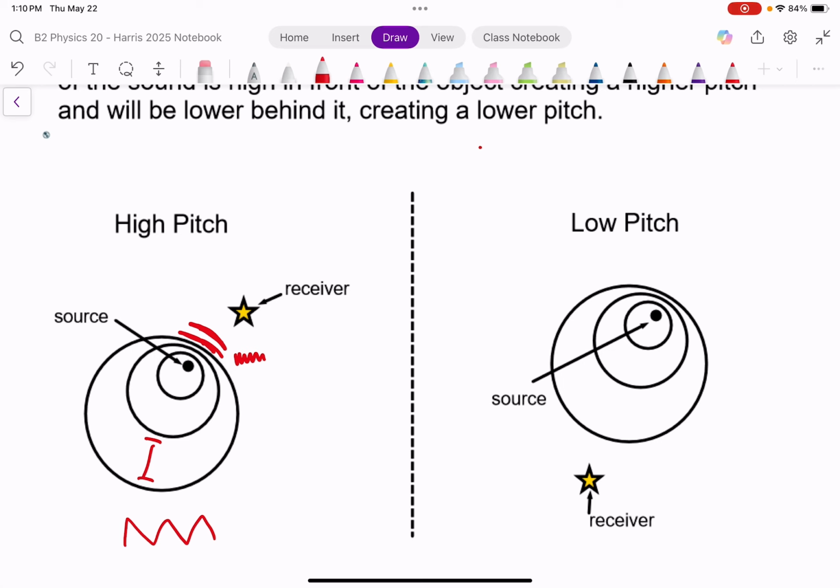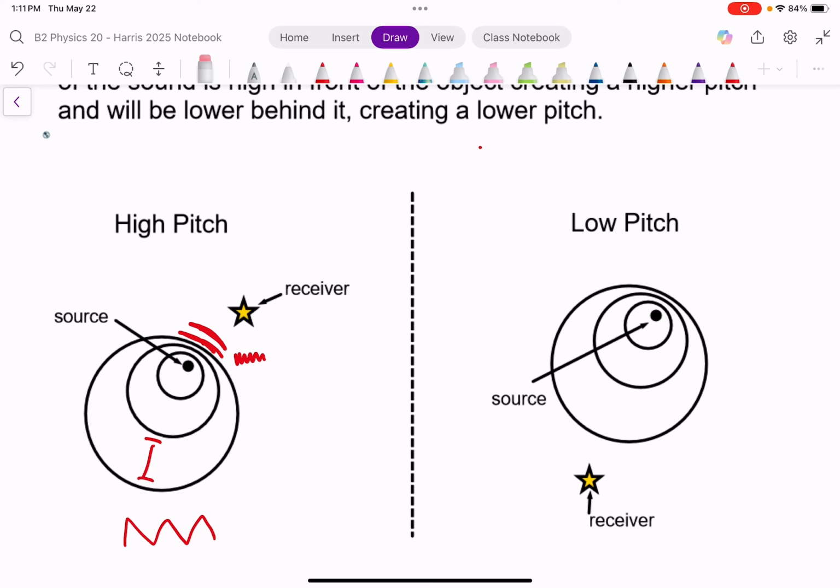Because it's moving away and there's bigger space behind, that's where you're going to hear a lower pitch of the same sound. Even though it is the same sound, what you're perceiving is different. I'll give you a second to draw that high pitch one. Then the low pitch is just the flip, the backwards.